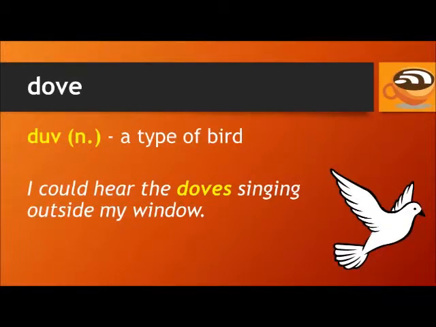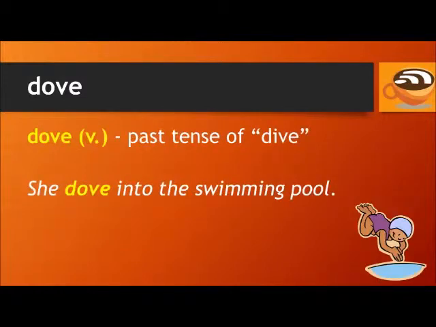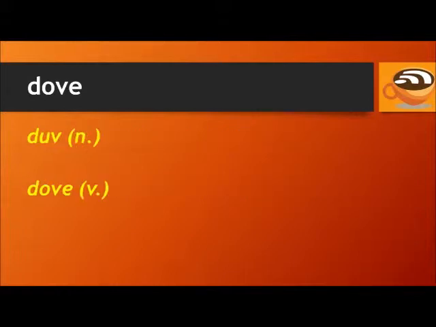Next we have dove and dove. A dove is a type of bird. For example, I could hear the doves singing outside my window. Dove is a verb, meaning the past tense of dive. For example, she dove into the swimming pool. Dove. Dove.